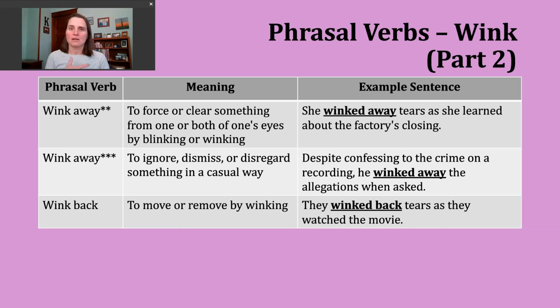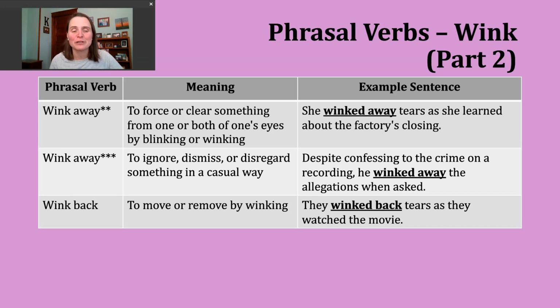Right? So there must be some type of audio recording, maybe a video recording, right? Where someone is saying like, yeah, I did this bad thing. I did this illegal thing. So when someone else asks, that person, even though we know that other thing exists, they try and ignore it, dismiss it, disregard it. That is another example of a simple past tense sentence.